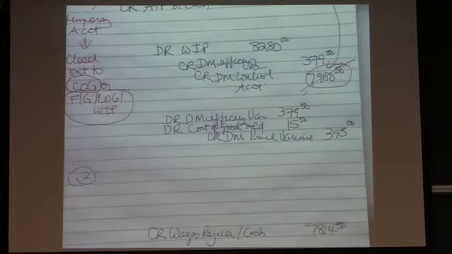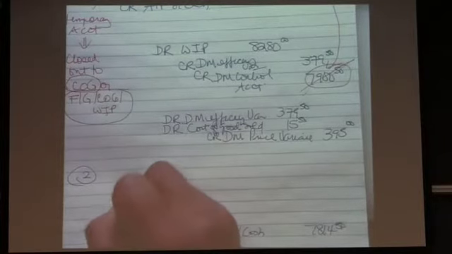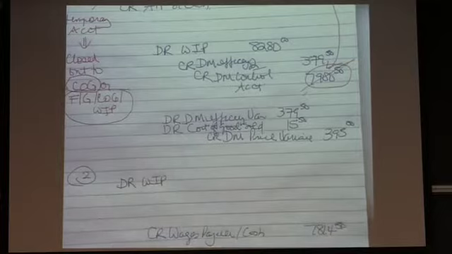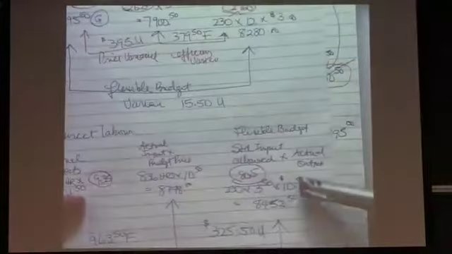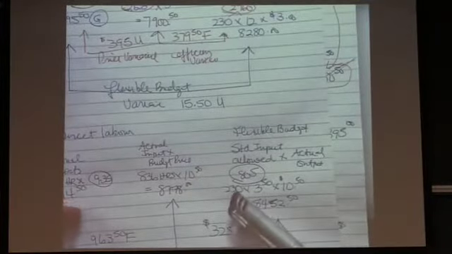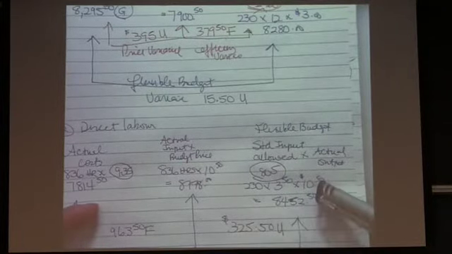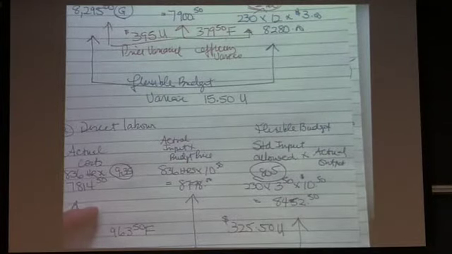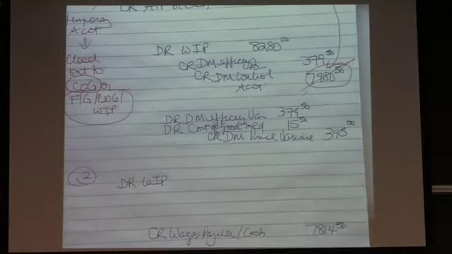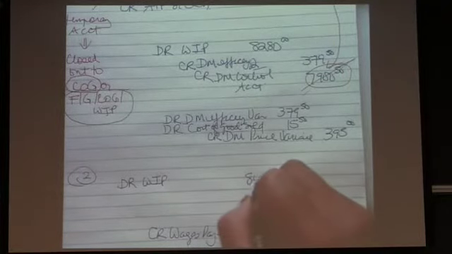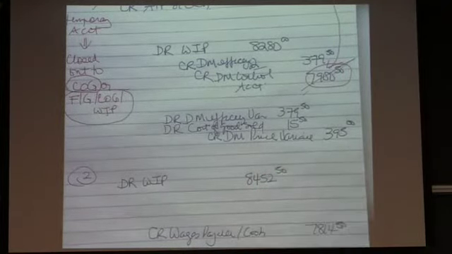What is the debit to work in progress? The debit to work in progress is going to be the number of shawls that we completed times the standard input for all of the labor hours. It was supposed to take us 3.5 hours for every shawl at $10.50. So that would be a debit to work in progress of 8,452.50.